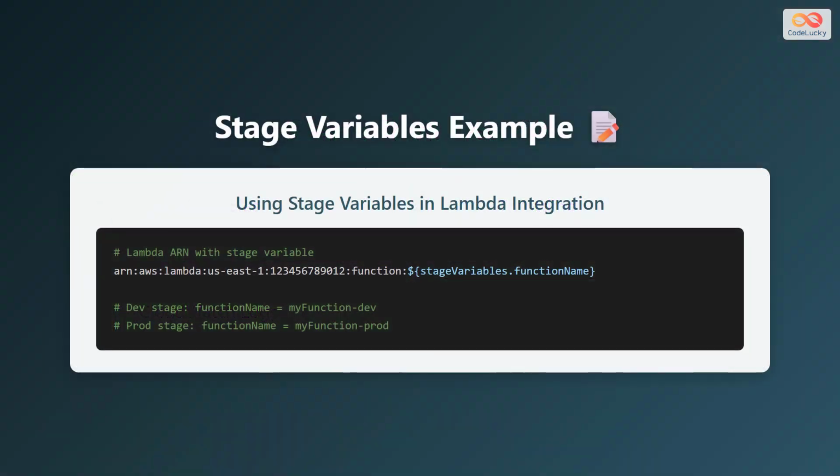Let's look at a practical example of using stage variables in Lambda integration. You can reference stage variables in your Lambda function ARN using the syntax ${stageVariables.functionName}. For your dev stage, you might set the function name variable to my-function-dev, while for your prod stage, it would be my-function-prod. This way, the same API Gateway configuration automatically routes to different Lambda functions based on which stage is being accessed. This eliminates the need for duplicate API configurations across environments.